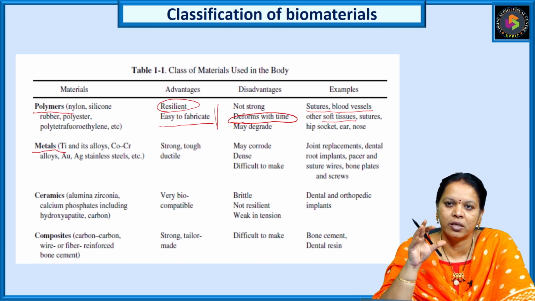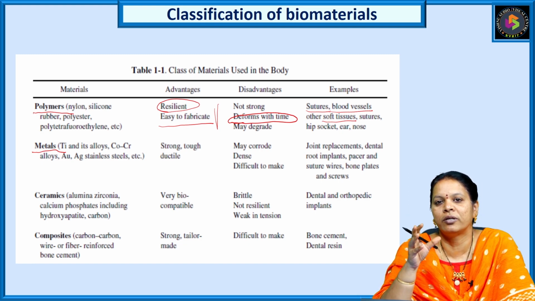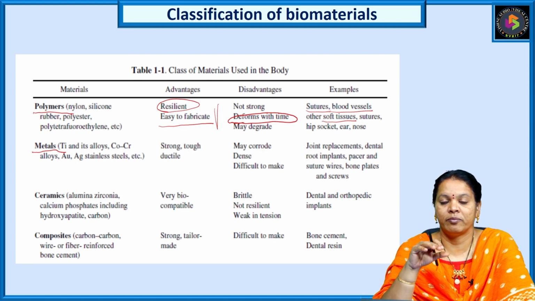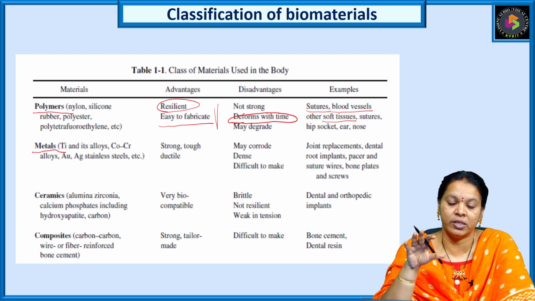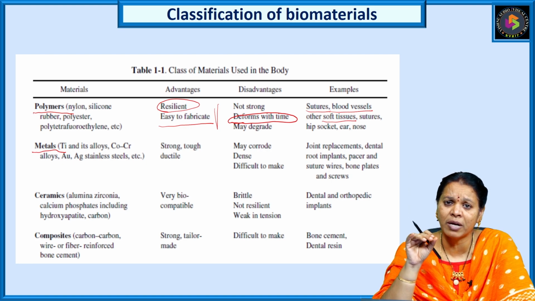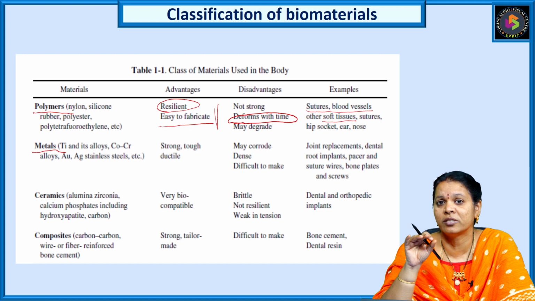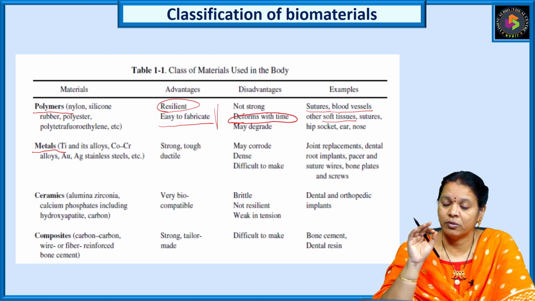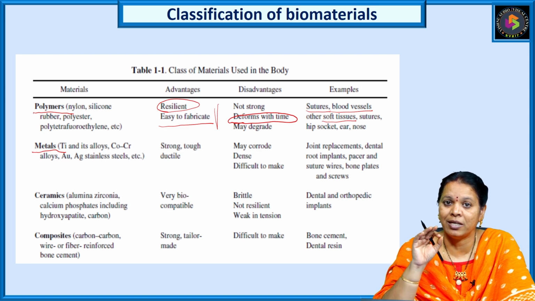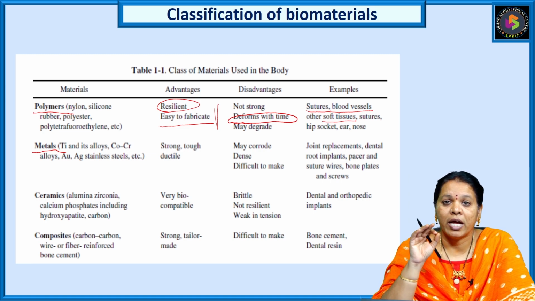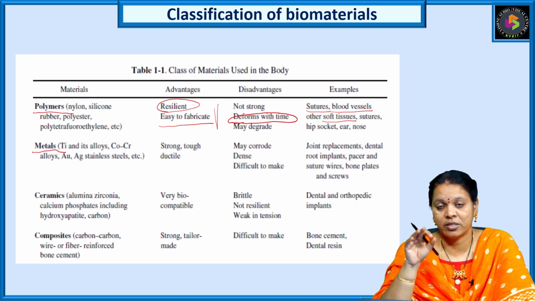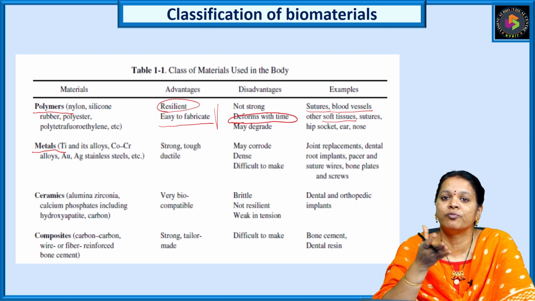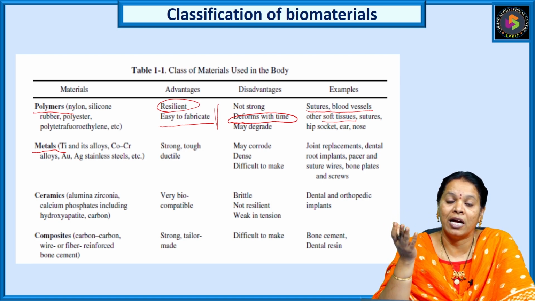Polymers are very resilient, they can easily be fabricated into different forms and shapes. But that is not the case with metals. Metals are strong, and their ductility and malleability features are with respect to their melting points, because metals, being solids and highly crystalline compounds, have high mechanical strength. That is the major advantage of metals: they are highly mechanically strong.